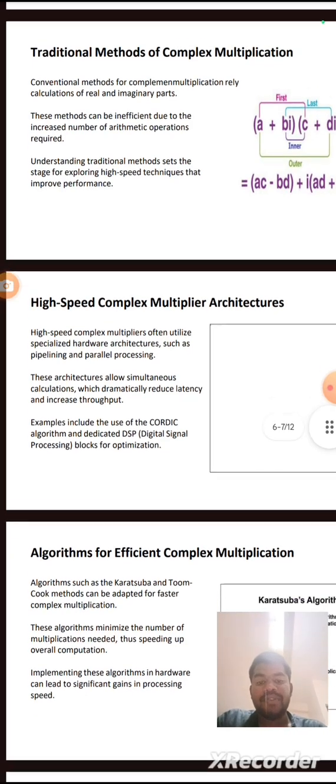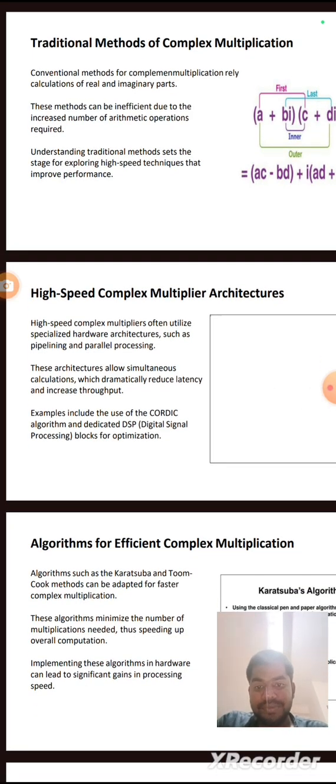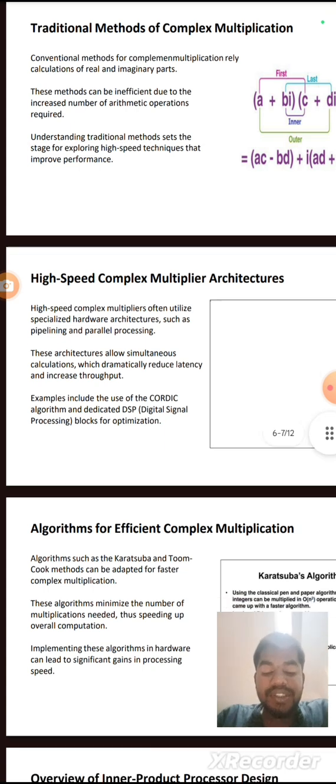High-speed complex multiplier architecture. High-speed complex multipliers often utilize specialized hardware architecture such as pipelining and parallel processing. This architecture allows simultaneous calculations, which dramatically reduce latency and increase throughput. Examples include the use of the CORDIC algorithm and dedicated DSP (digital signal processing) blocks for optimization.